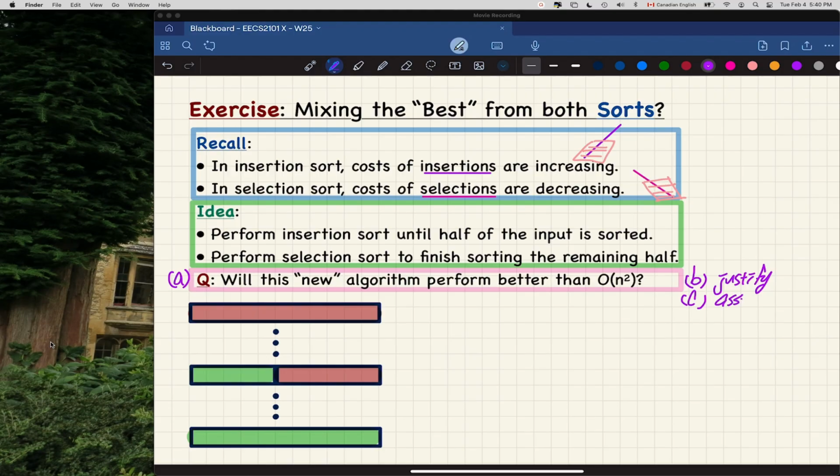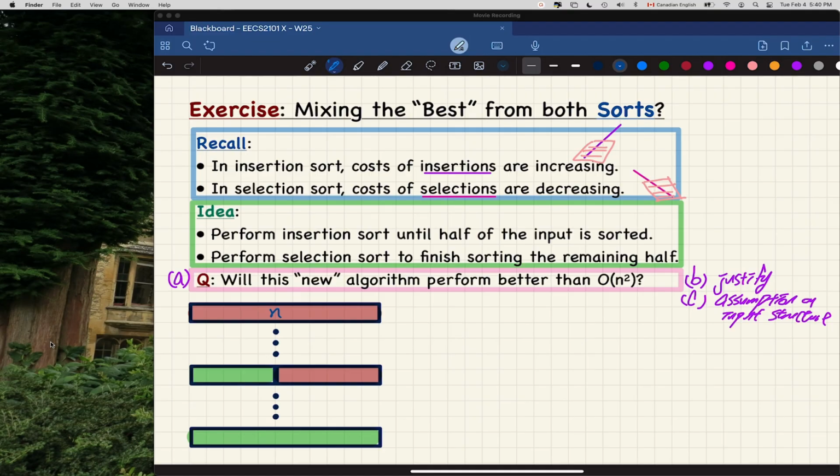Any assumption on the input structure? And while you're thinking about it, I want to add a little more annotation for you to really see what the problem is. So let's say we start with an array of n unsorted elements.